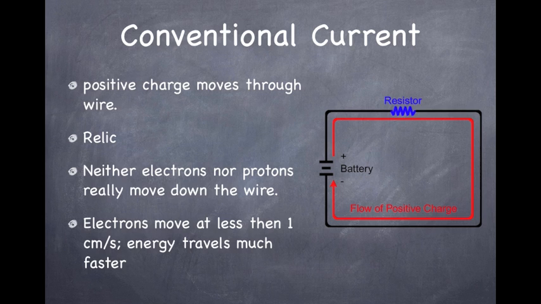don't really move. If you were to measure the speed of an electron, it would travel at about 1 centimeter per second. Now, if you were waiting for an electron to move through a light bulb, at 1 centimeter per second, you would have to turn the light switch on and then wait a very long time in order for that light bulb to come on. So what actually happens is the energy travels through the wire, and it uses charge to do so, but it's not really the electron that's moving.